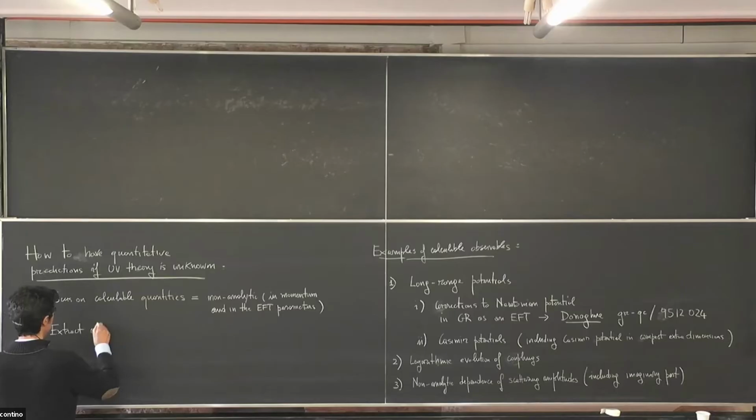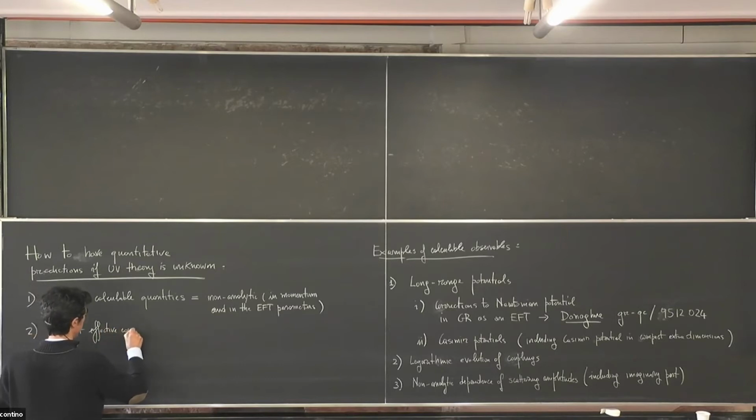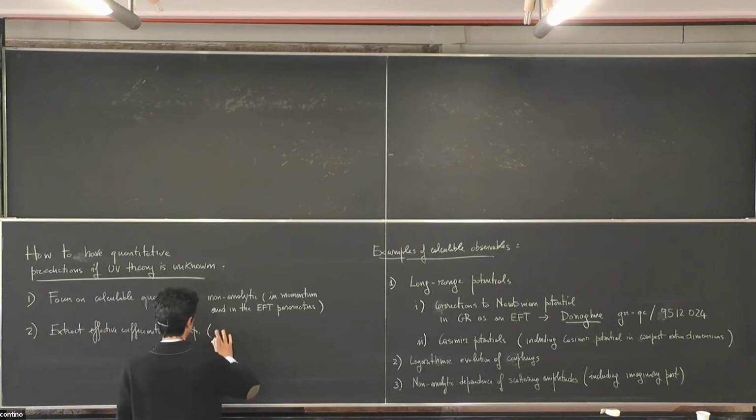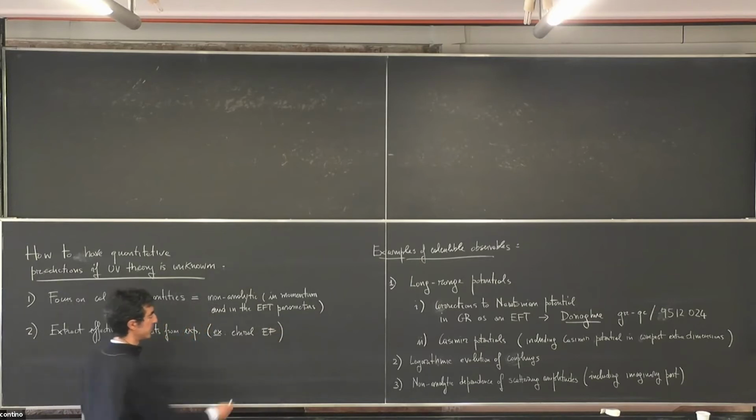Okay, so extract effective coefficients from experiment. And the example here is the one of chiral effective field theory, chiral perturbation theory.